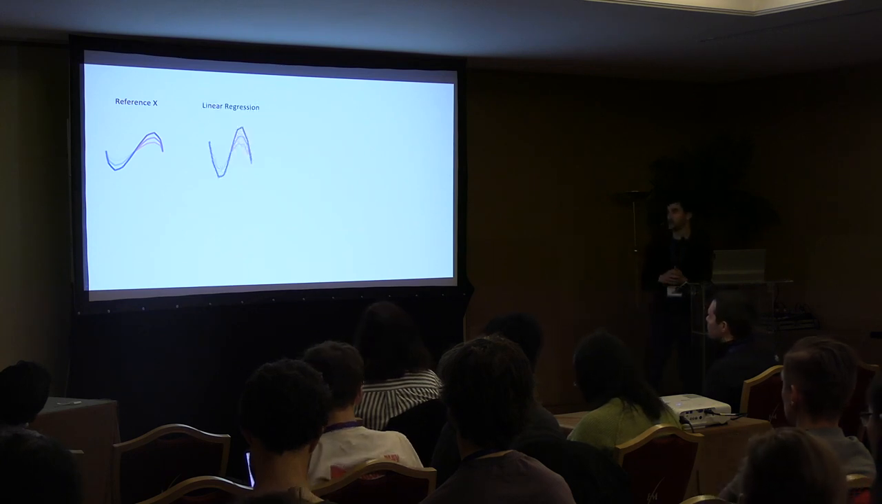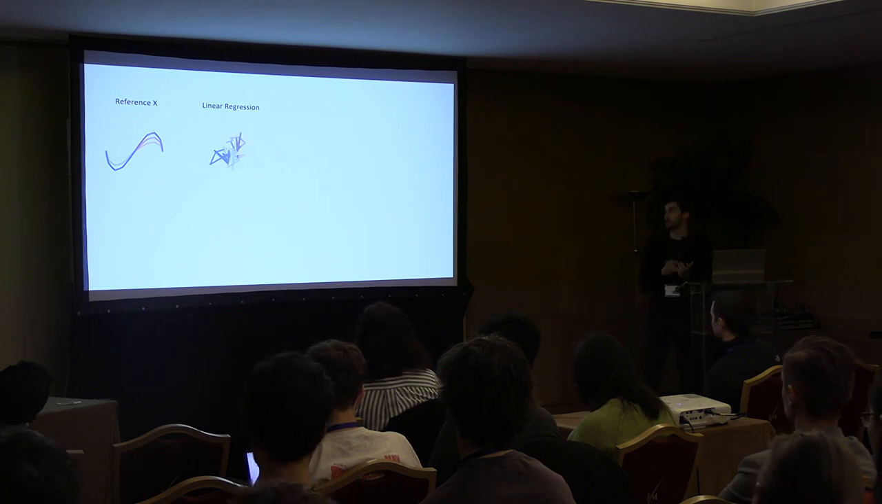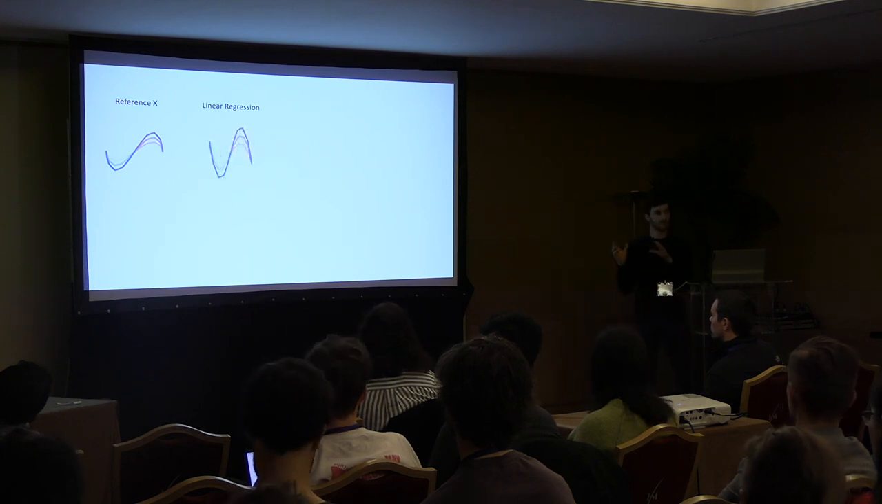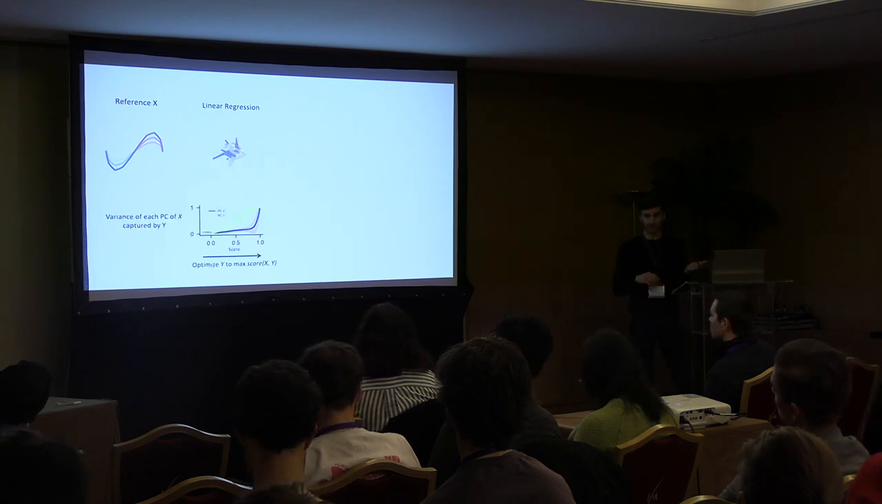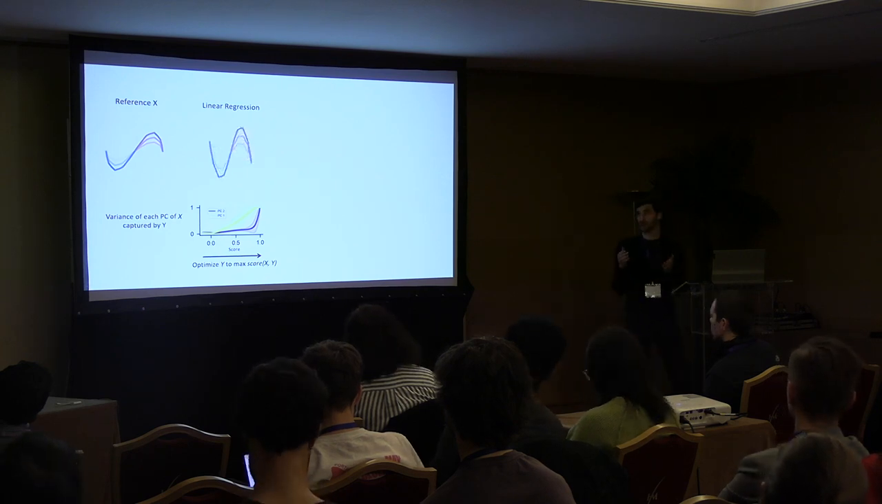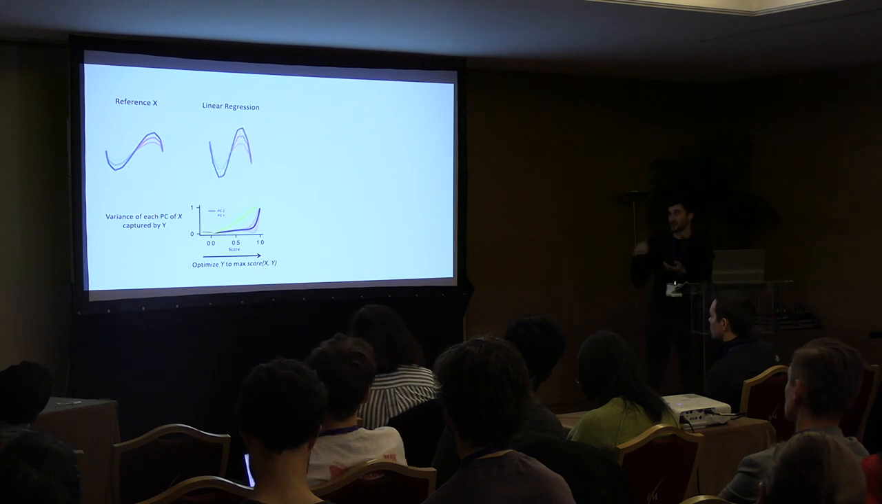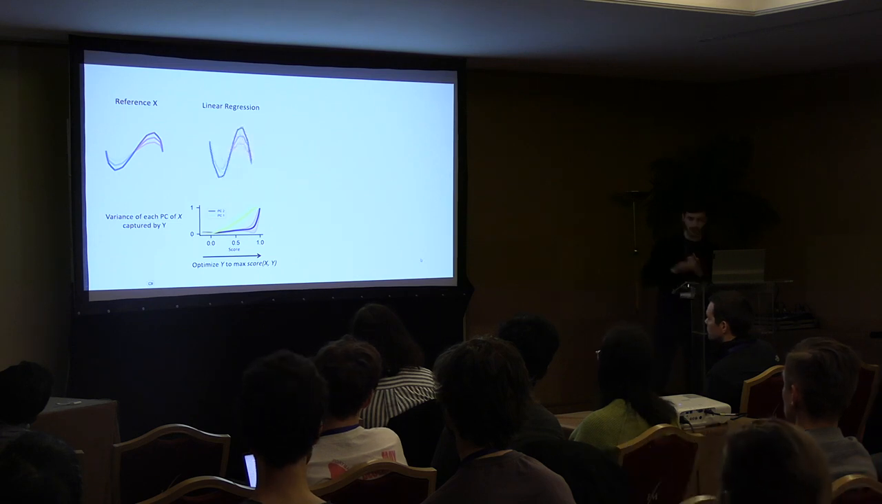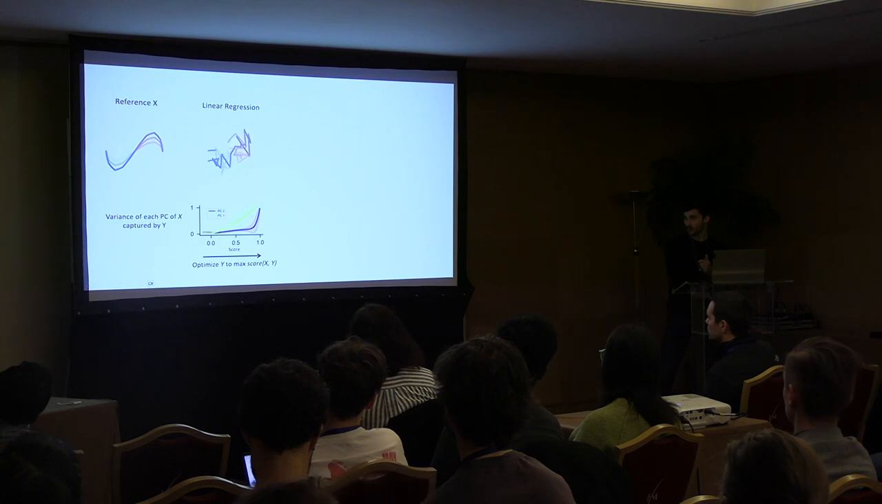So we have our reference data, and here we optimize random noise to maximize the linear regression score. And as you can see, we start with noise, and then we get something that looks like a reference. It's not exactly the same because you can have a linear mapping between the two. One way to characterize this optimization dynamics is to look at the variance of each principal component of our reference data X captured by the iterates Y. And as you can see on the plot, we start with a low score of 0 on the left, and as we optimize Y, we get closer and closer to 1, and we start capturing PC1 and then PC2.